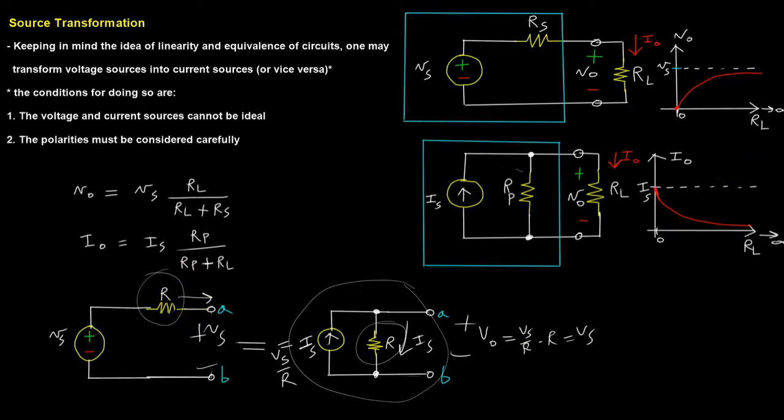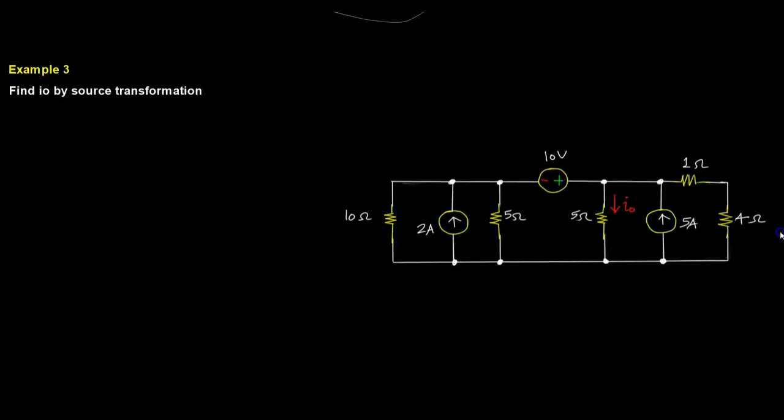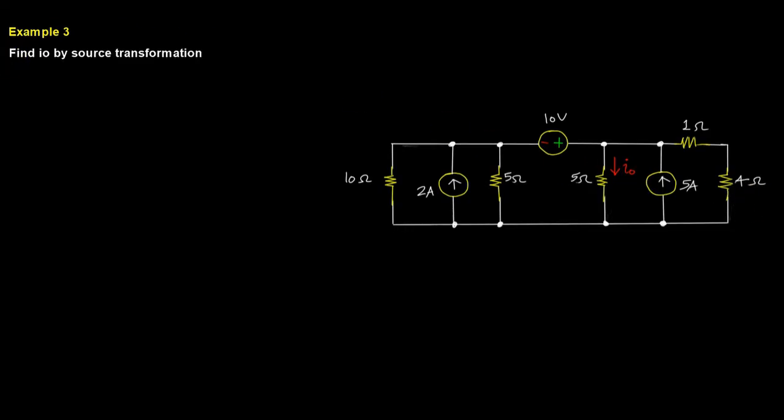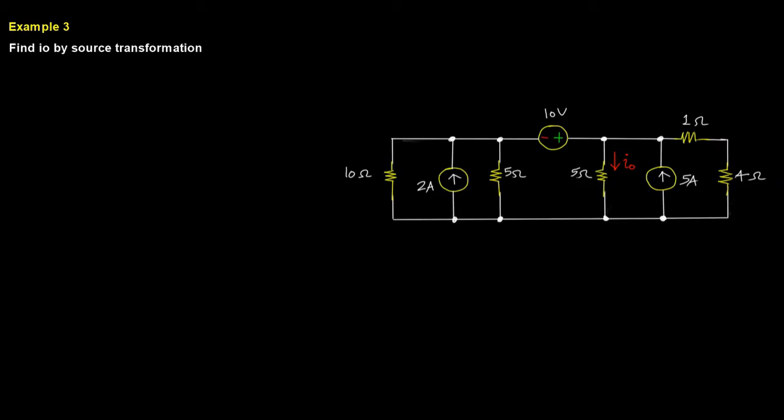So let's go ahead and take a look at an example here, a prominent example. If you're asked to find the output current here by source transformation only, so we can't do any other techniques, go ahead and pause the video and try this yourself, and then watch me do it. Okay, so assuming that you've tried it for yourself, let's go ahead and actually solve this.